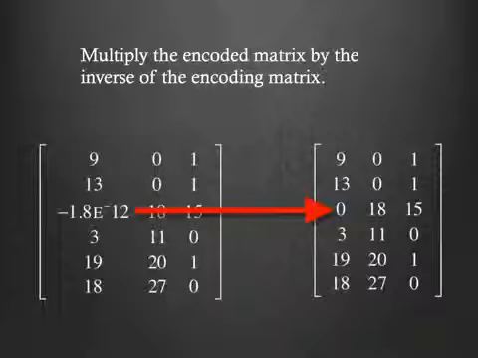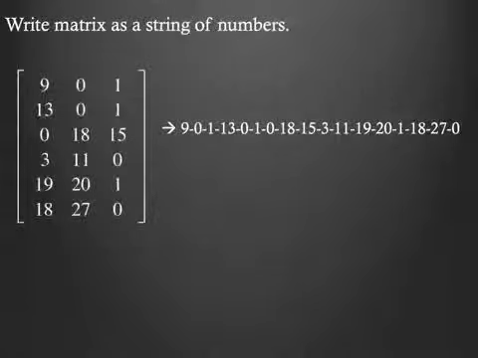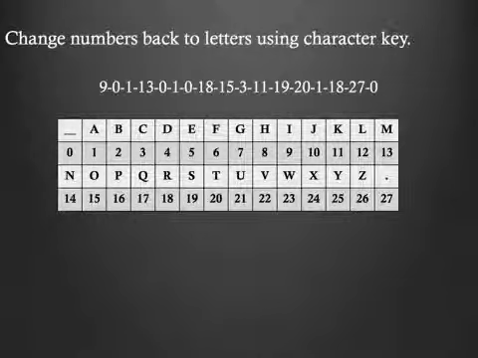So now I've got this matrix as 9, 0, 1, 13, 0, 1, etc. So that's the matrix that I'm working with right now. And I'm going to write that as a string of numbers. Now here's where that second thing that I needed comes in handy, the character key. So I'm going to take that character key and change all of those numbers back to letters.